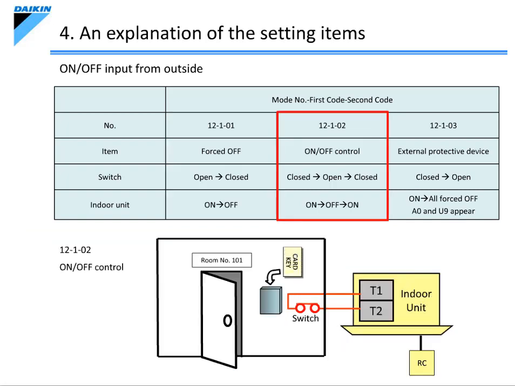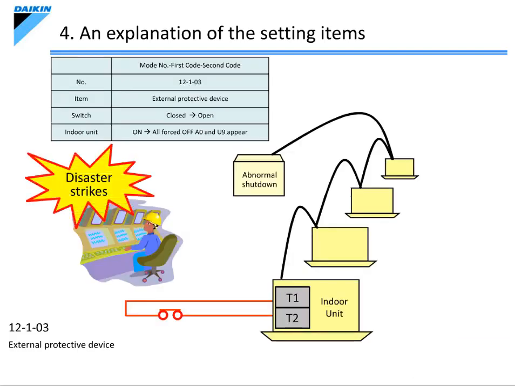12.1.02 allows for indoor unit operation when there is a short circuit in the indoor unit's T1, T2 terminal. If the circuit is open, the indoor unit stops operating. In the control like this, the last pressed command takes precedence, so the indoor unit can be started or stopped from the remote controller.